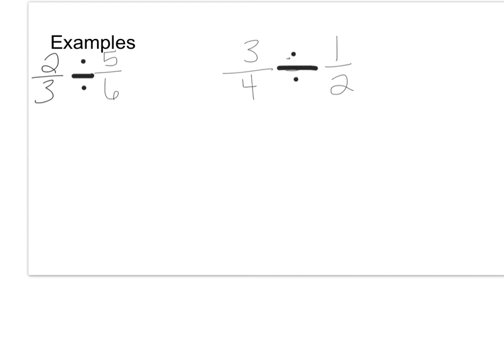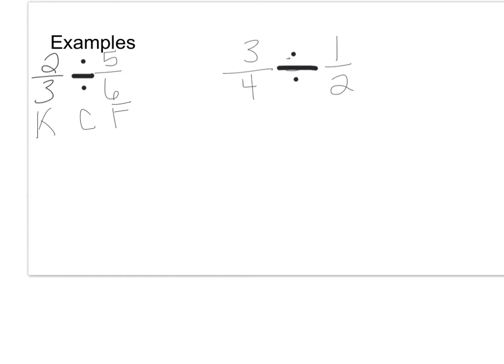Let's take a look at some examples. For the first one, I have 2/3 and I'm dividing it by 5/6. I do not need to convert any mixed numbers to improper fractions, and I don't have to make any whole numbers fractions because I just have both fractions. So your next step would be keep, change, flip. I use these helpful letters and mark them under it to help me remember.